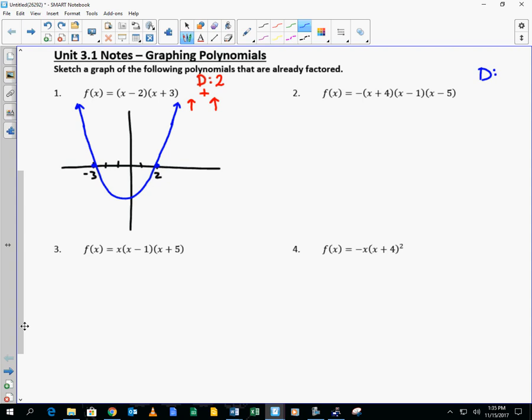Degree. Degree, positive or negative? Negative. So it's going to end down, start, why does it start up? It's odd, so it's opposite. Okay? Yep, exactly. Third degree. So I have solutions of -4, 1, and 5.